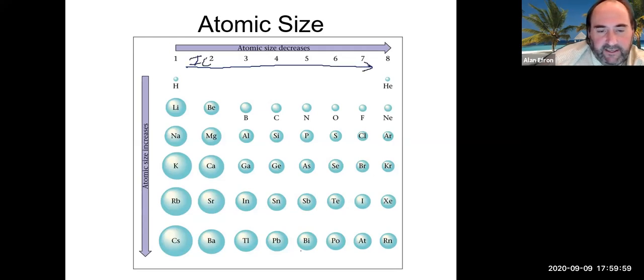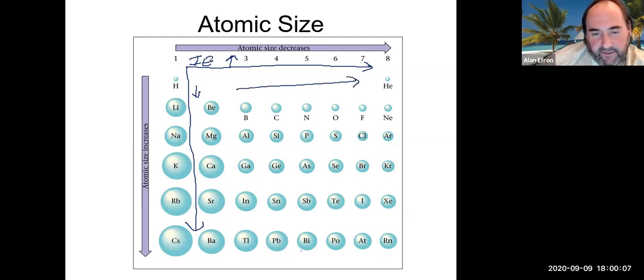So if we look at this little periodic table here, atomic size decreases to the right, ionization energy increases as you go to the right and decreases down. Electronegativity increases this way and decreases coming down.